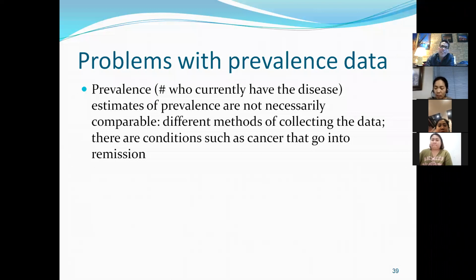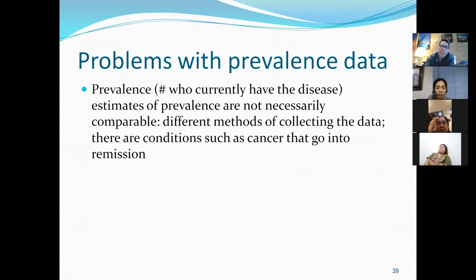The problem with prevalence is that it only has the number who currently have the disease, and the estimates of prevalence are not necessarily comparable. There are very different methods of collecting the data. And there are conditions such as cancer that go into remission. So that's very problematic, actually, in cancer.